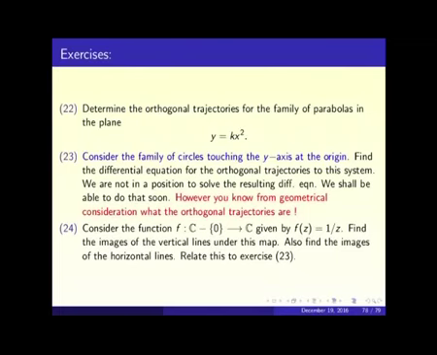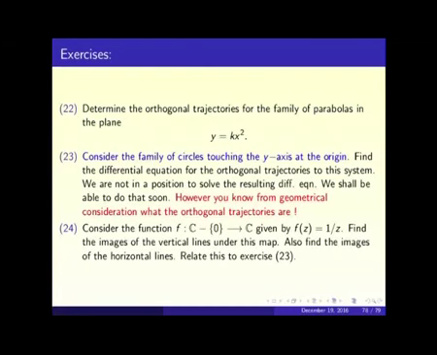Well, now we come to a couple of examples. Determine the orthogonal trajectories for the family of parabolas y equal to kx squared. That's the first problem. The second problem is, consider the family of circles touching the y-axis at the origin. Find the differential equation for the orthogonal trajectories. Mind you, I'm only asking you to find the differential equations for the orthogonal trajectories. Integrating the differential equations will be done in the next chapter when we discuss homogeneous differential equations.